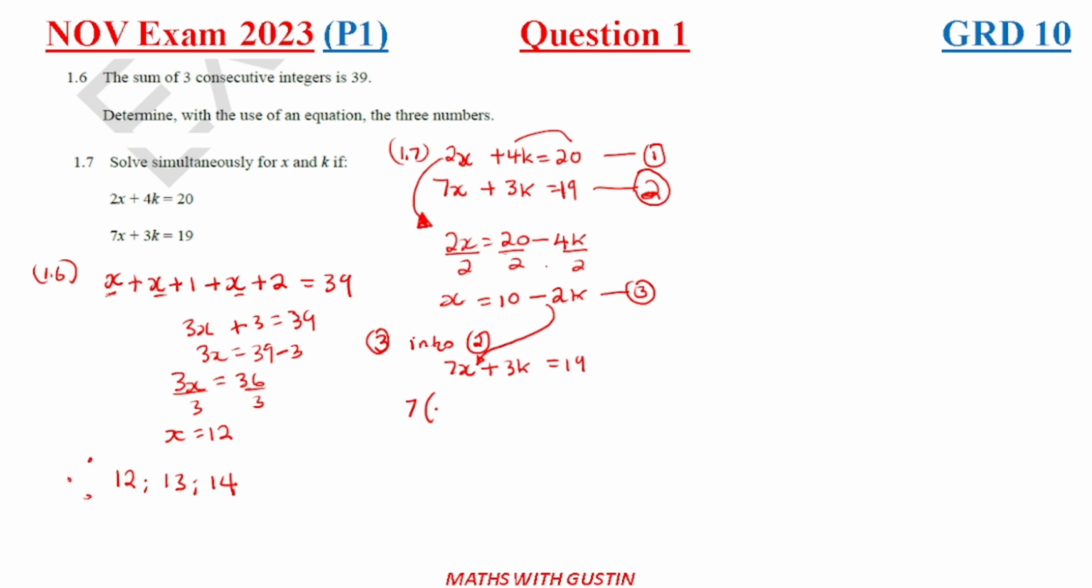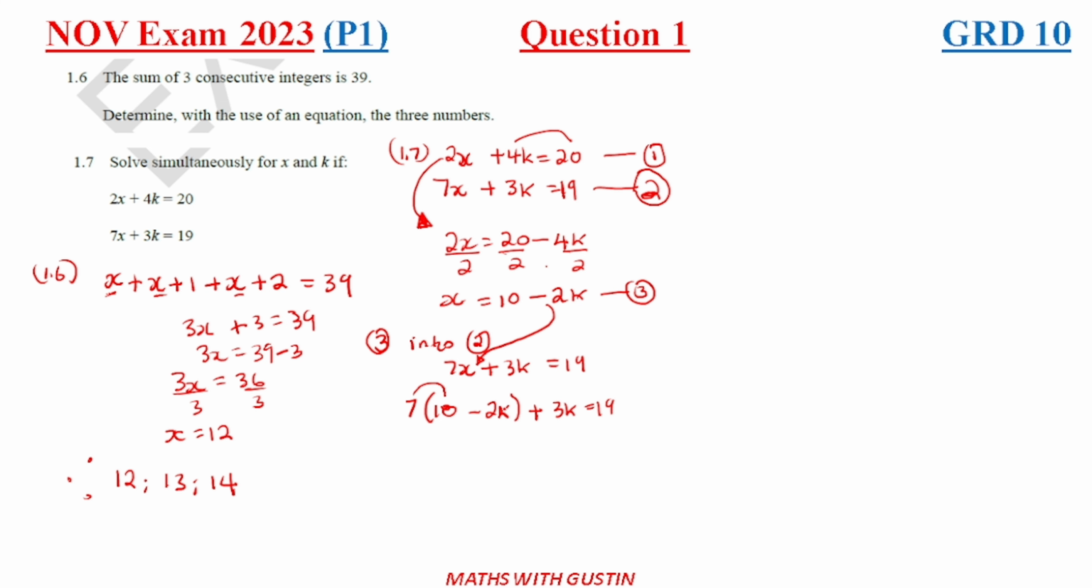So this is what you're going to do: 7 times (10 minus 2k) plus 3k is equal to 19. Basically what I just did, I took this x because we are saying x is equal to 10 minus 2k. Where there's x, we put this here. Right, so now what do we do now?